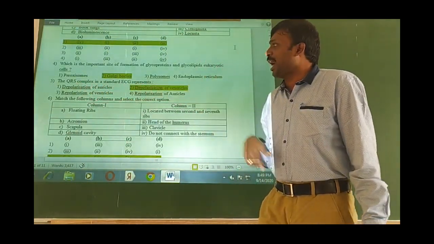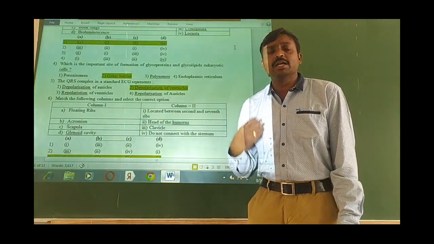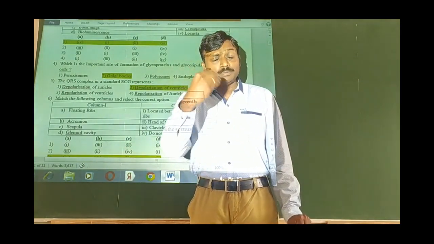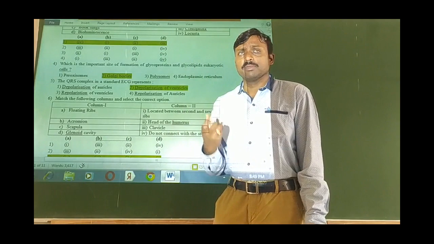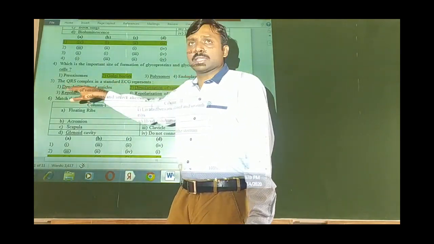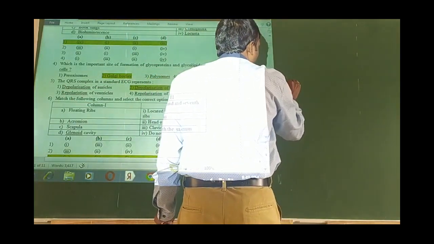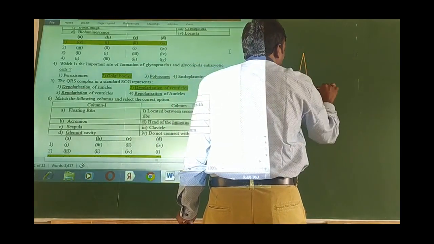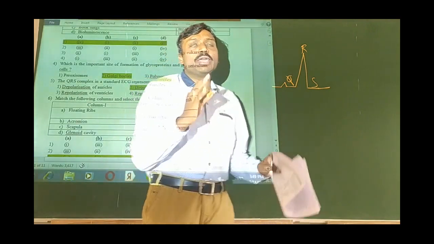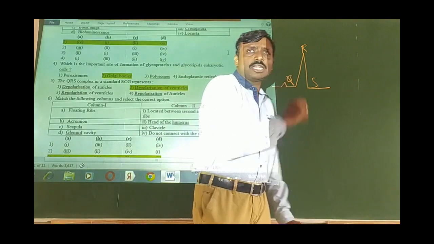Okay, then moving on to the next one. QRS complex in a standard ECG represents. All of us know what is ECG clearly. This ECG will be talking about the rate of our heart functioning. This QRS complex is the graph which indicates like this. So this is where we can observe this type of QRS in the ECG.